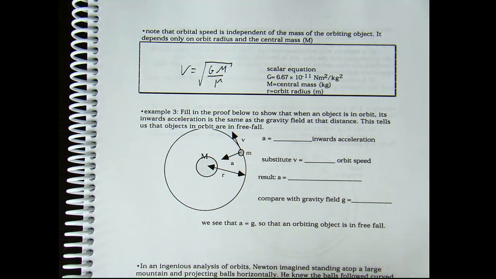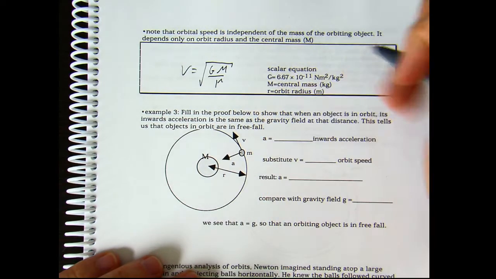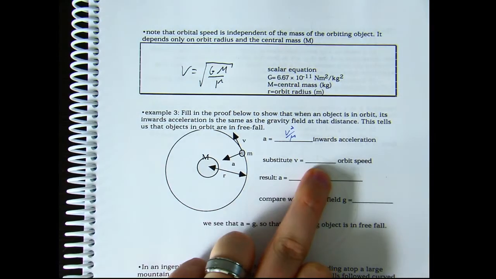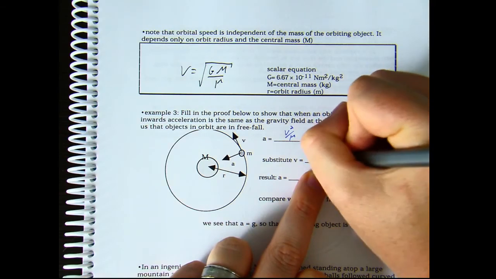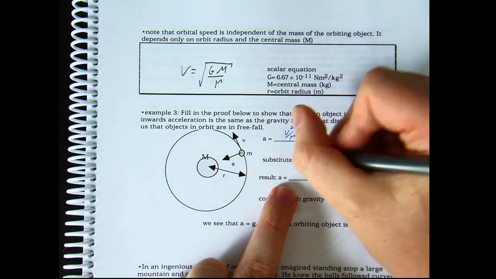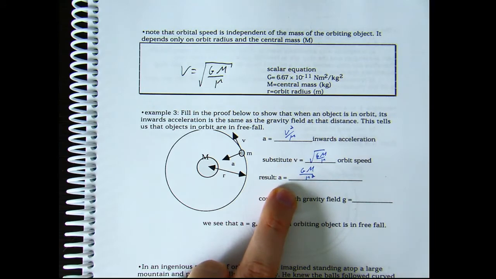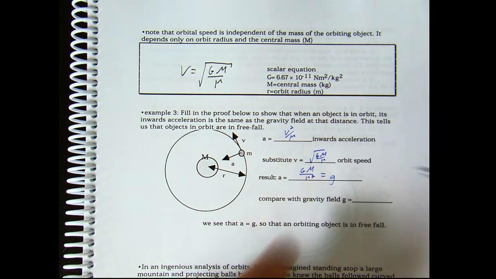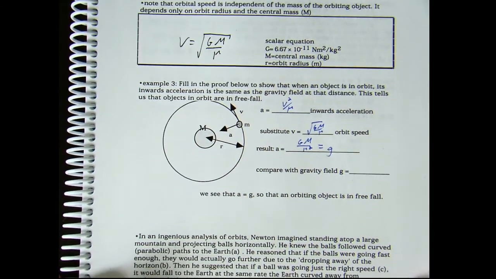We'll show you this proof here. We know that for an object in uniform circular motion, a equals v squared over r. The expression that we just found for the orbital speed, v, is the square root of GM over r. So if I shove that in there, I get that my acceleration is equal to GM over r squared, which is little g.